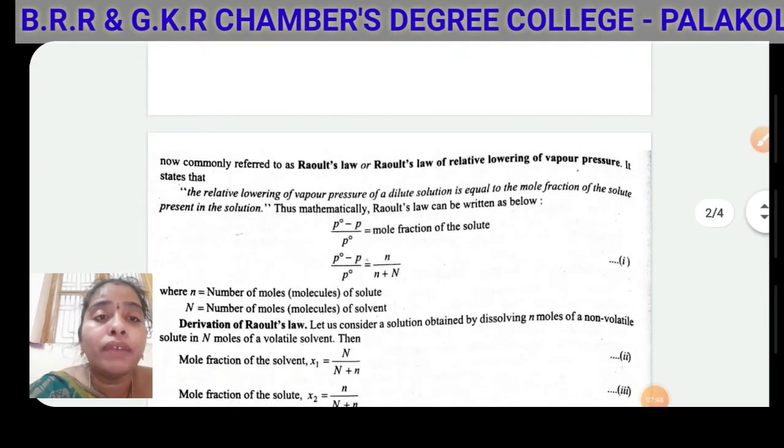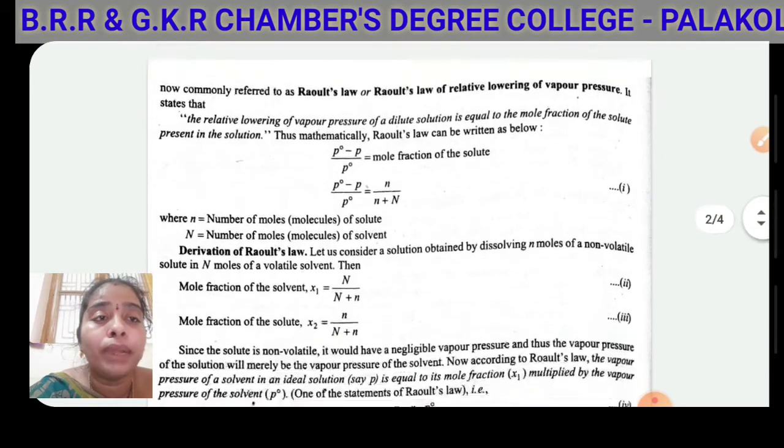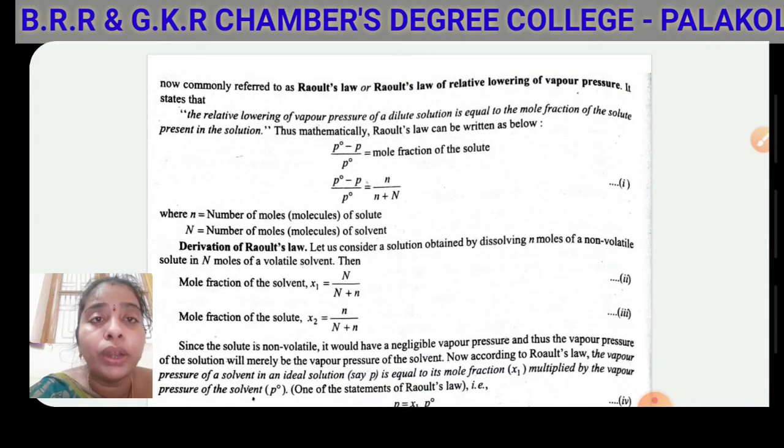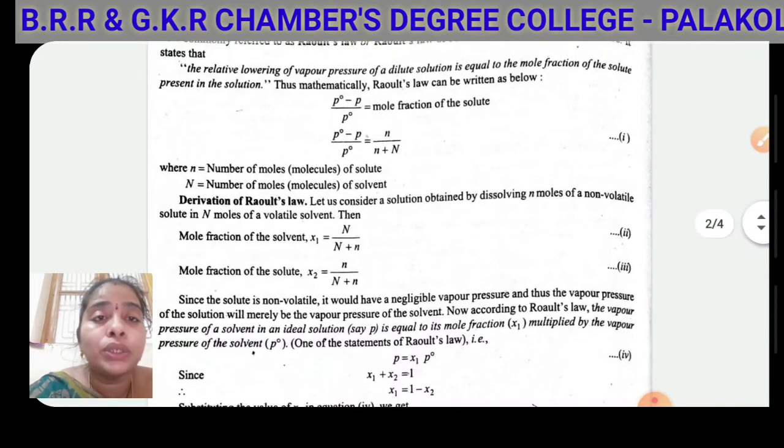So, derivation of Raoult's law. Let us consider a solution obtained by dissolving small n moles of a non-volatile solute in capital N moles of the volatile solvent. Then the mole fraction of the solvent x1 equals capital N by capital N plus small n. The mole fraction of the solute x2 equals small n by capital N plus small n. Since the solute is non-volatile, it will have negligible vapor pressure, and thus the vapor pressure of the solution will be merely the vapor pressure of the solvent. According to Raoult's law, the vapor pressure of the solvent in an ideal solution is equal to its mole fraction x1 multiplied by the vapor pressure of the pure solvent P0. So P equals x1 times P0.